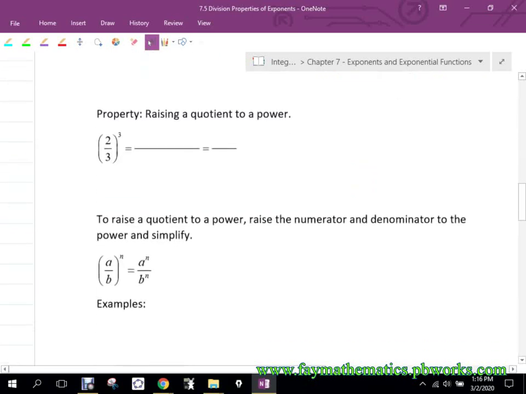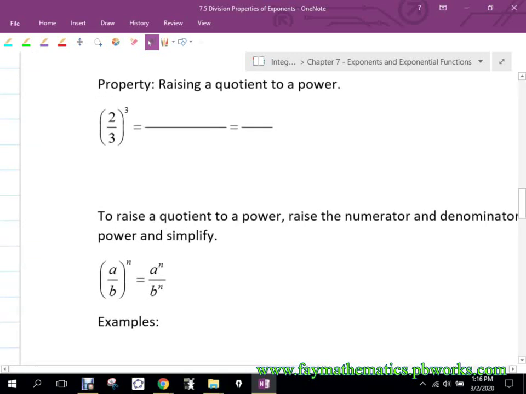So this here should reiterate a little bit of what we did last week, but also still work on what we're doing now. Remember what raising a quotient to a power meant. This means I'm having 2 over 3 times 2 over 3 times 2 over 3, right? That's what this means. You have 2/3 being multiplied by itself 3 times.